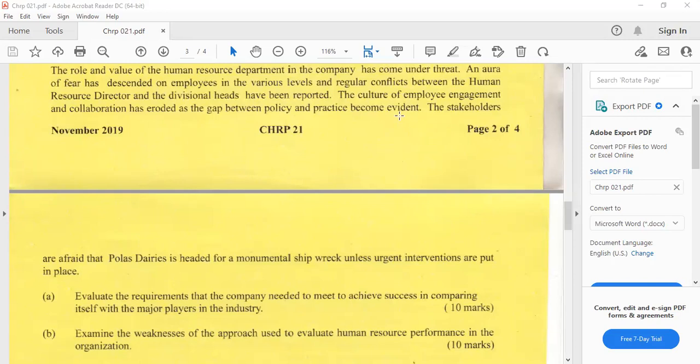And the conclusion, the remark, is that if the management fails to put some intervention measures, then we are told that the Paula's Dairies is headed for a monumental shipwreck. So this is the case study. But the point of reference that I want us to consider tonight is coming from paragraph, let me take you through this, paragraph 1, 2, 3, 4, 5, 6, 7. You can travel with me to paragraph 7, which begins with the series of events.